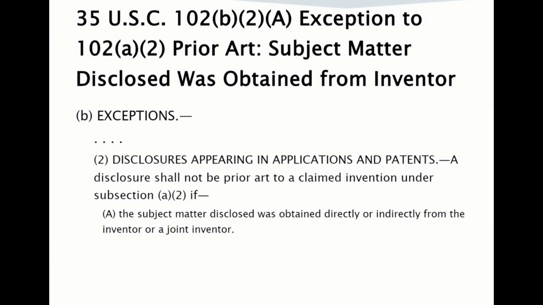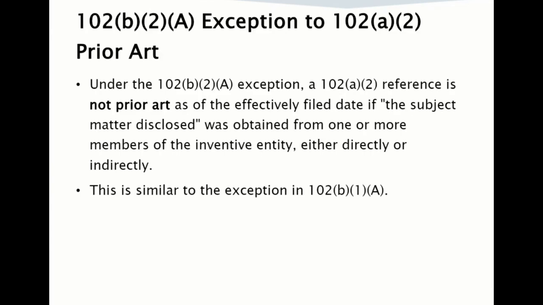Now let's discuss the 102(b)(2)(a) exception. A disclosure shall not be prior art to a claimed invention under subsection 102(a)(2) if A. The subject matter disclosed was obtained directly or indirectly from the inventor or a joint inventor. Under the 102(b)(2)(a) exception, a 102(a)(2) reference is not prior art as of the effectively filed date if the subject matter disclosed was obtained from one or more members of the inventive entity, either directly or indirectly.